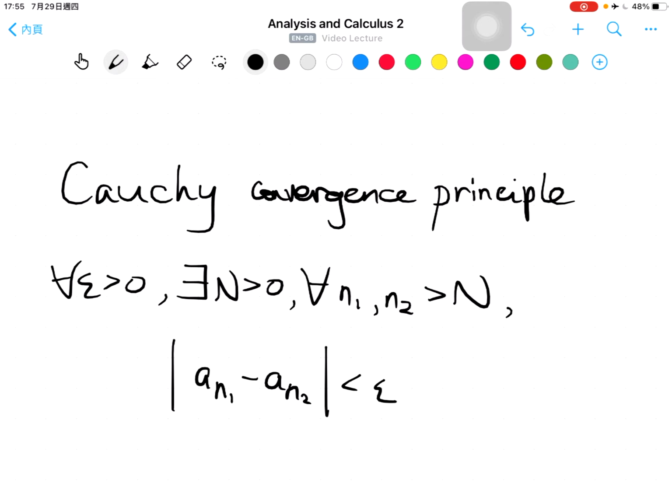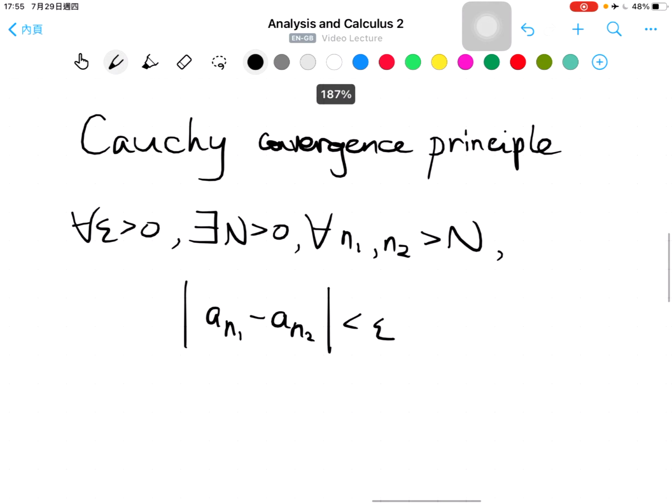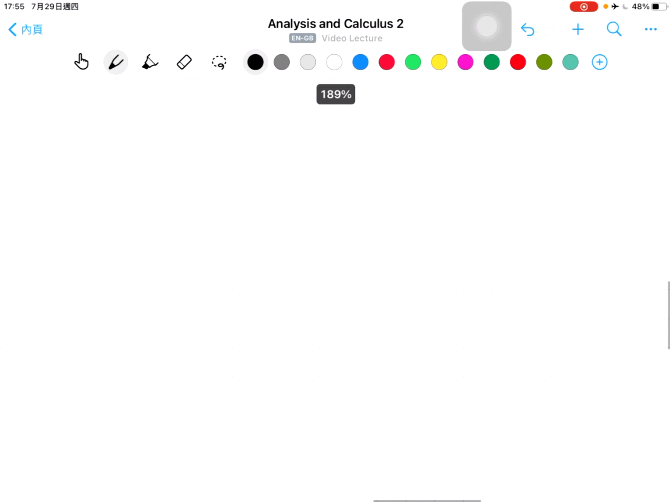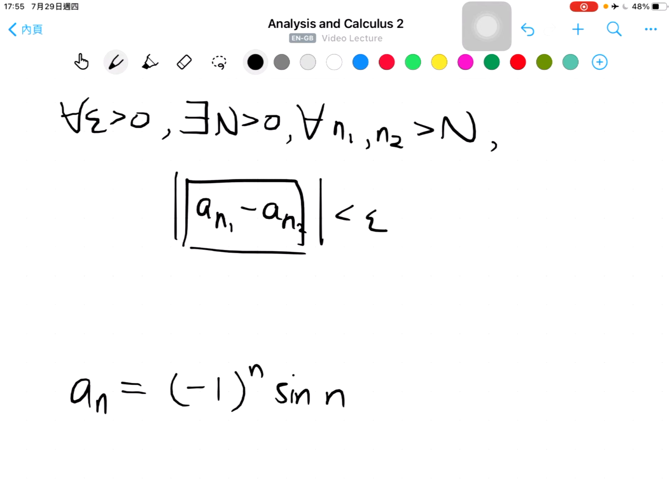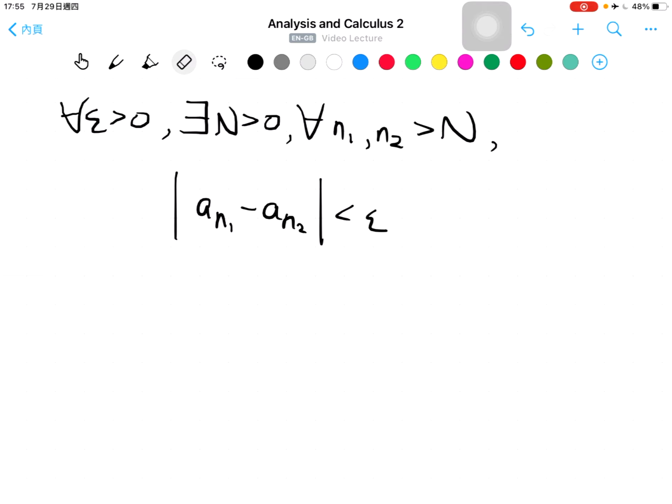Probably some kind of sequence involving, say, -1 to the nth. Then how are you gonna do this, right? If I say a_n, the general term, is -1 to the n times some kind of function of n, let's say sine n, how are you gonna determine a_n1 minus a_n2, right? It's gonna be hard. So how can we deal with such cases?